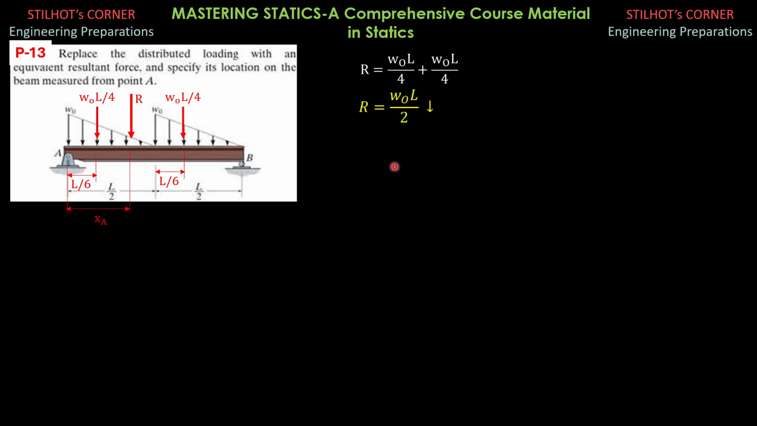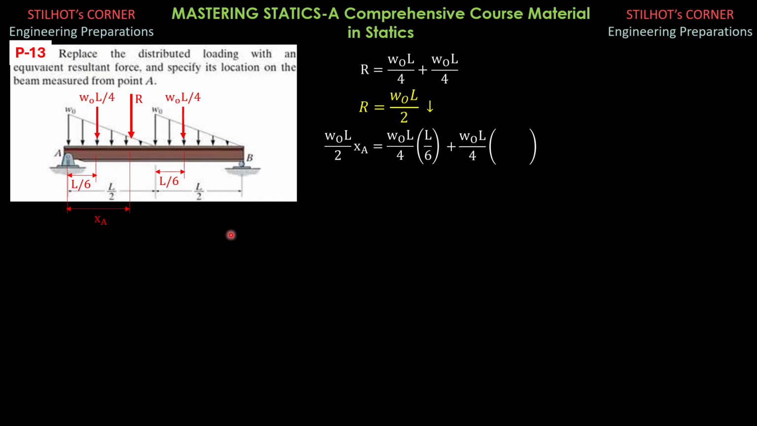Then we apply Varignon's theorem. R times x_G equals WOL over 4 times L over 6 plus WOL over 4 times quantity L over 6 plus L over 2. So WOL over 2 times x sub A, we call that x sub A, equals WOL over 4 times L over 6 plus WOL over 4 times that distance, which is L over 2 plus L over 6.